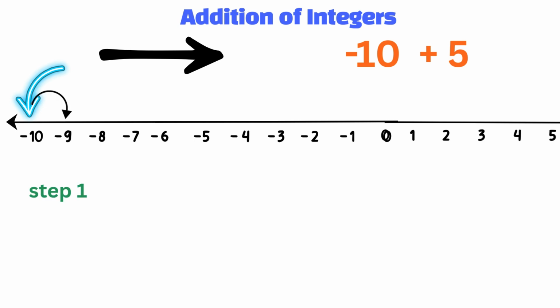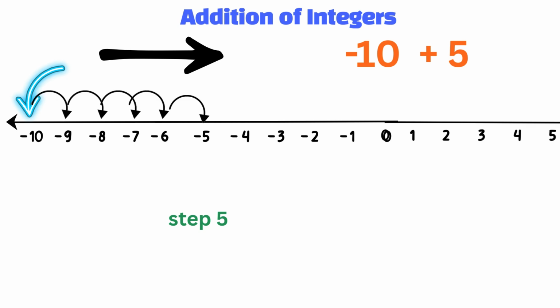Step 1. From negative 10 to negative 9. Step 2. From negative 9 to negative 8. Step 3. From negative 8 to negative 7. Step 4. From negative 7 to negative 6. Step 5. From negative 6 to negative 5.